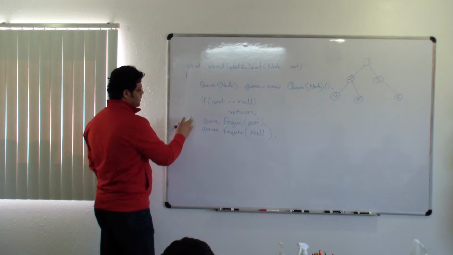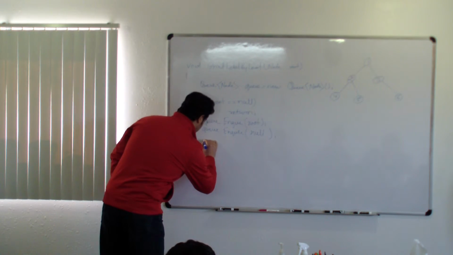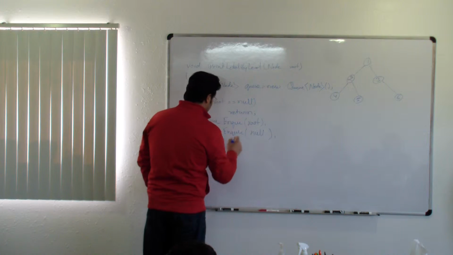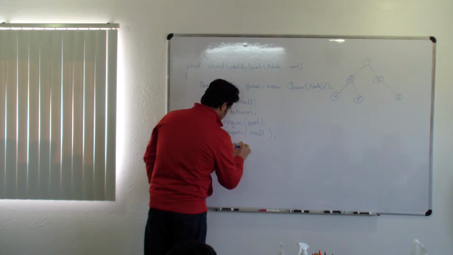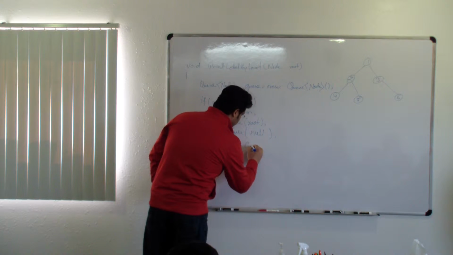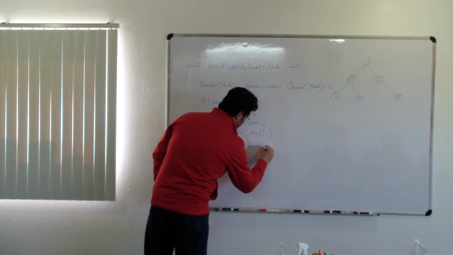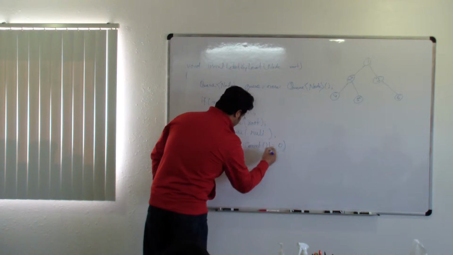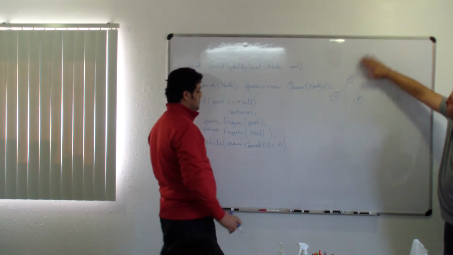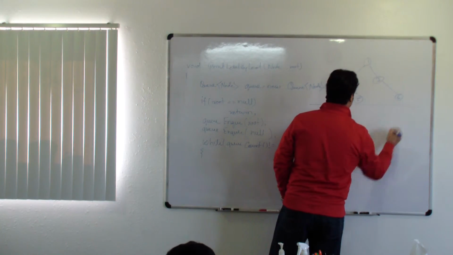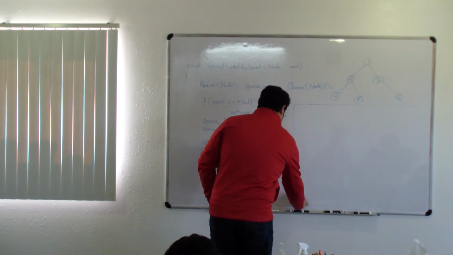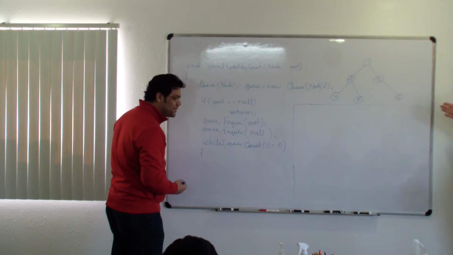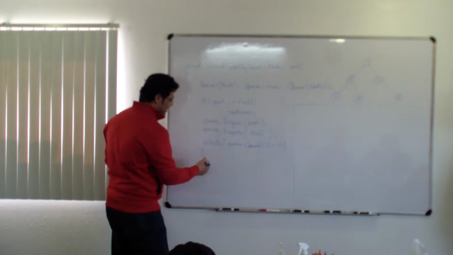So after adding this, what I will do, I will check while q dot count is not equal to 0. Count or size or whatever. You can start writing from here, like this. Your handwriting is actually good on the board. Thank you, sir.